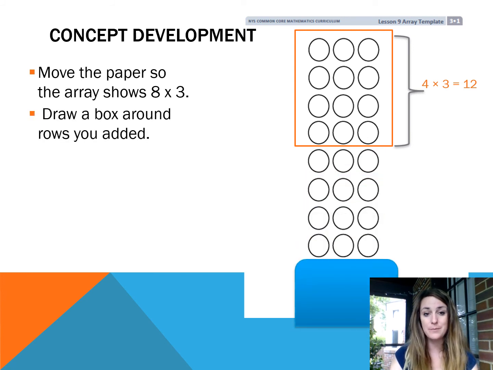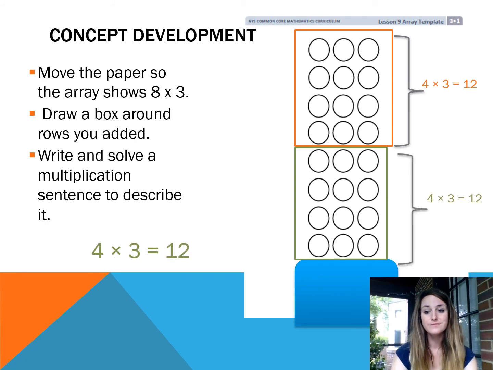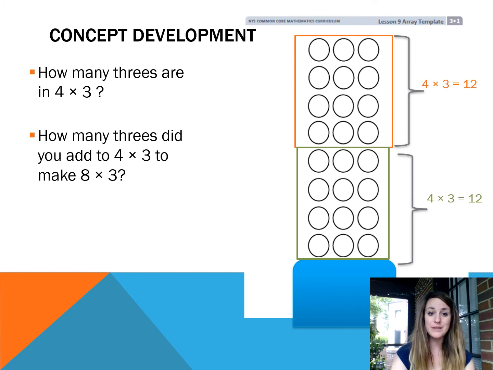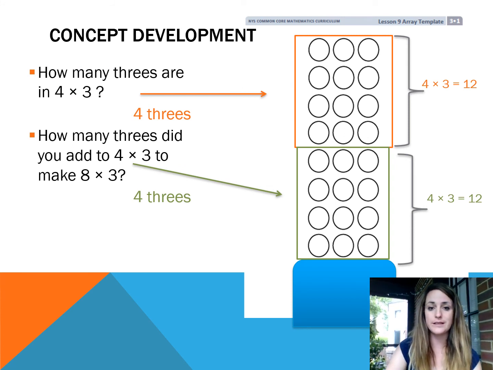Let's see the box around the rows that I added. Write and solve a multiplication equation to describe it. 4 times 3 equals 12. How many 3s are in 4 times 3? There are 4 3s. How many 3s did we add to 4 times 3 to make 8 times 3? We added another group of 4 3s.